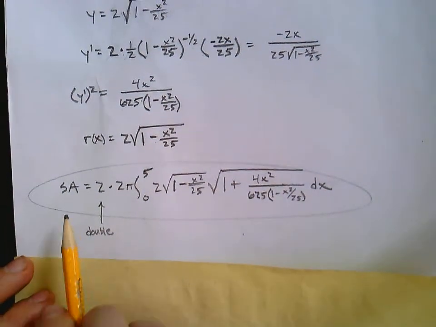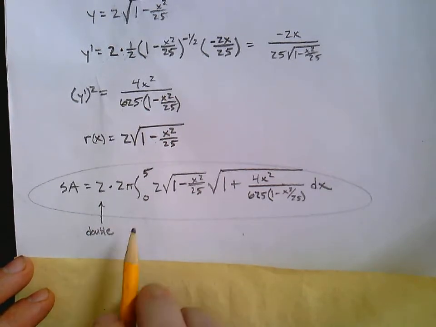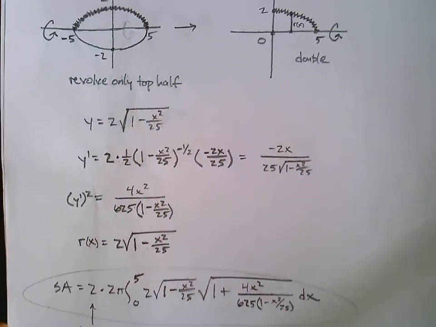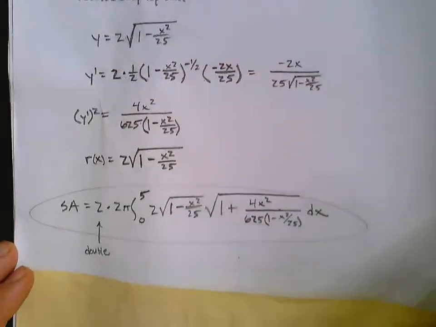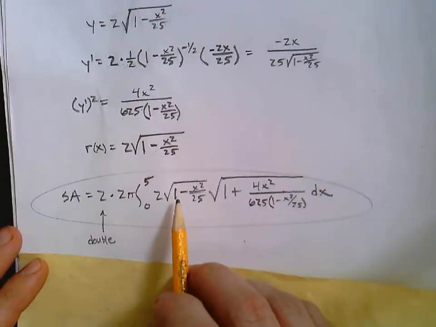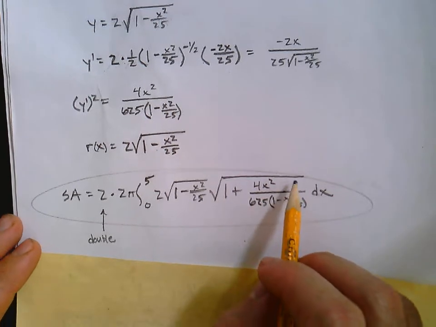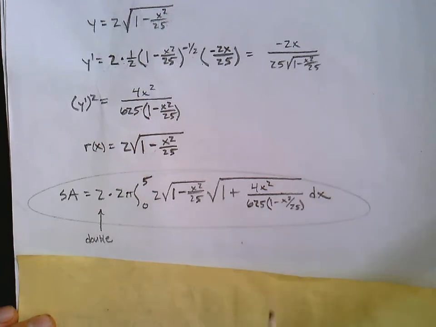So here we go, surface area. Remember, we were going to double this whole thing, so we want 2 times in front. 2 pi integral. We are going from 0 to 5. So 0 to 5, and then we've got r square root 1 plus y prime squared right there, dx. There's the setup for this surface area. We've got it.